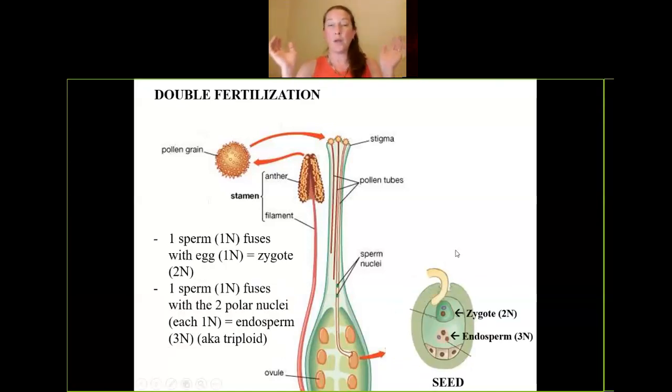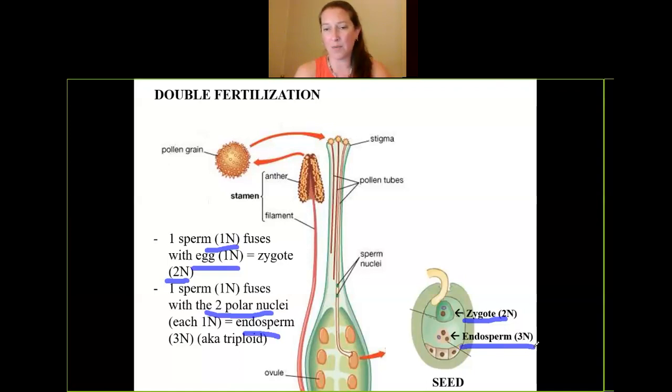So one sperm is going to fuse with the egg to make the 2N zygote, right? Because the sperm is 1N, the egg is 1N, and so the result is going to be a 2N zygote, right? We've already talked about that many times. The other sperm is going to actually fuse with these 2 polar nuclei to make endosperm. Endosperm.